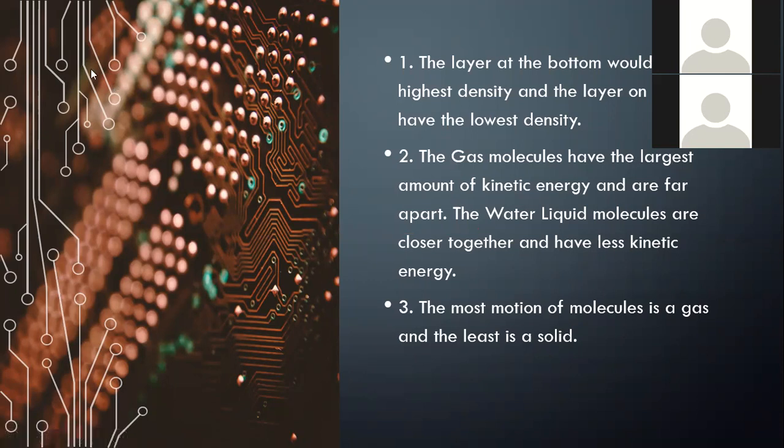The gas molecules have the largest amount of kinetic energy and are far apart, while the liquid water molecules are closer together and have less kinetic energy. So if you think about gas vapor in the air, those molecules are far apart. They have more kinetic energy than water in your water bottle. The water in your water bottle is going to have less kinetic energy, and the particles are going to be closer together and slide over one another.